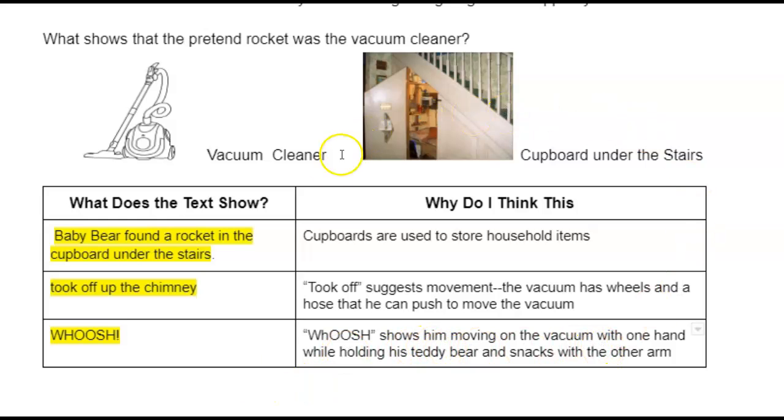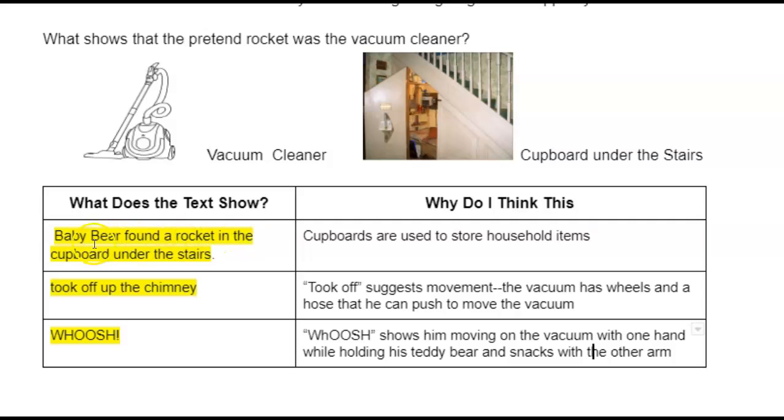So I have to think about this information and visualize it in my head, and then write down my reasons why I think so. So this is how I found my answer, my textual evidence, as well as the process to help me begin to explain what I am thinking. So I'm using this chart, and I want you to use the same chart too. So one, what does the text show? I got three pieces of evidence.